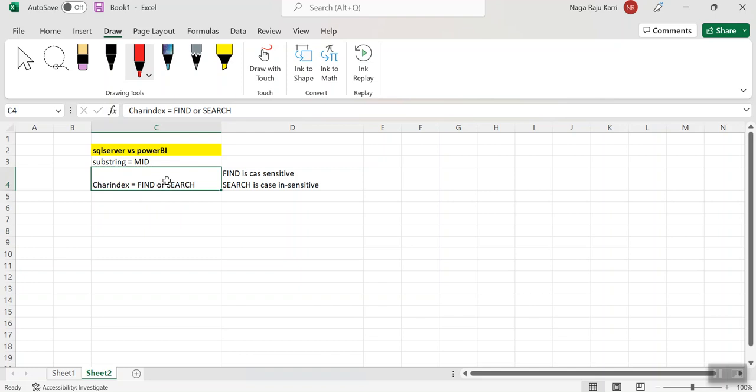In Power BI we have two functions to do the same task, that is find and search. Find is case sensitive, search is case insensitive. So search doesn't care about the case. That is the only difference, because sometimes in interviews they ask what is the difference between find and search. Exactly the same, including the syntax. So find is case sensitive, search doesn't care about the case. That is the difference.